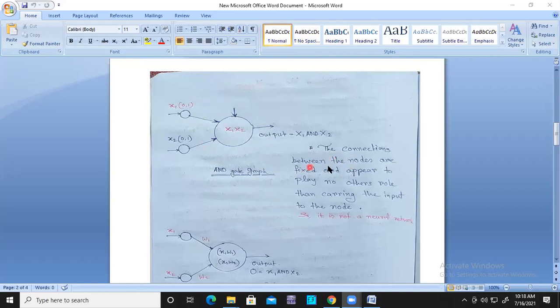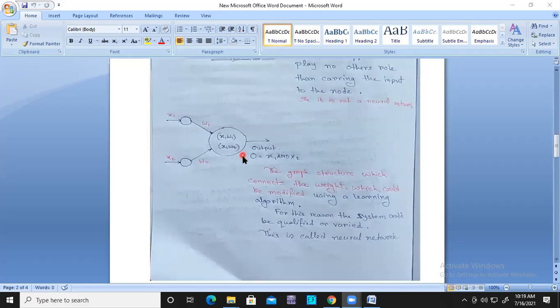Look, the connections between these nodes are fixed and appear to play no other role. This is fixed. It couldn't be changed. If you put x1 value 0, then it will carry 0. If x1 value is 1, then it will carry only 1. It doesn't have any capability to increase it or decrease it. So in this aspect, this is only an AND gate graph. You can't say this is an AND gate neural network. The output is just x1 and x2, meaning just the ANDing operation.